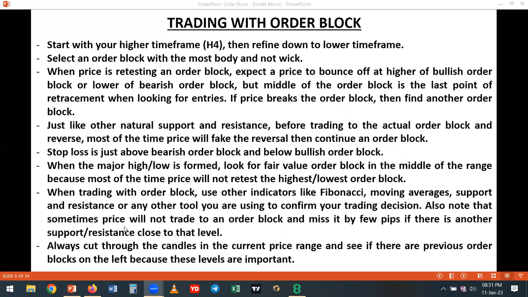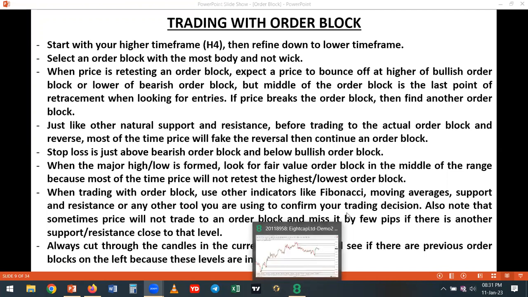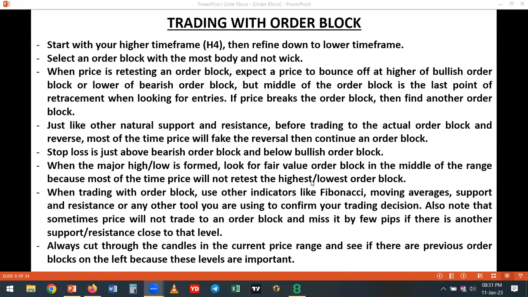Always cut through the candles in the current price range and see if there are previous order blocks on the left, because these levels are important.